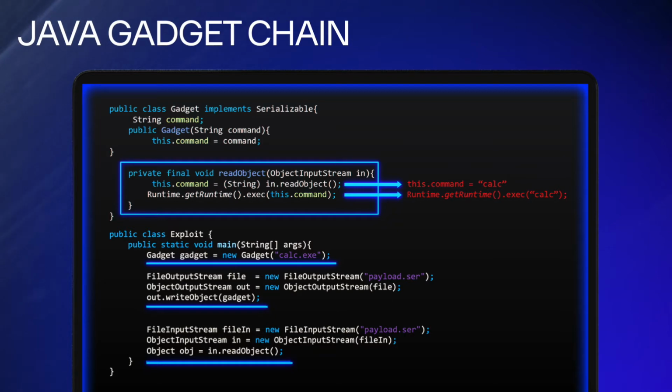I serialize the gadget class and assign the command variable of this class with the calc command. Then when the deserialization process takes place, the readObject method will be automatically called, at which point my command will be run. Here, the gadget class can be thought of as a gadget, and a gadget chain is a combination of exploit class and gadget class.